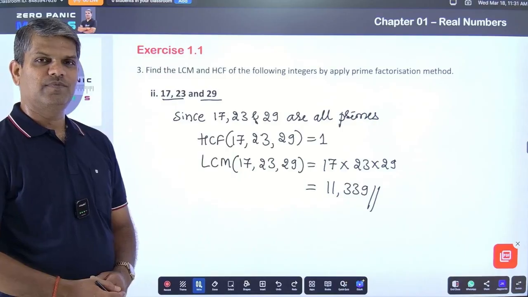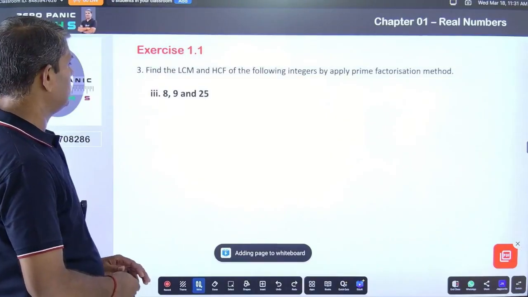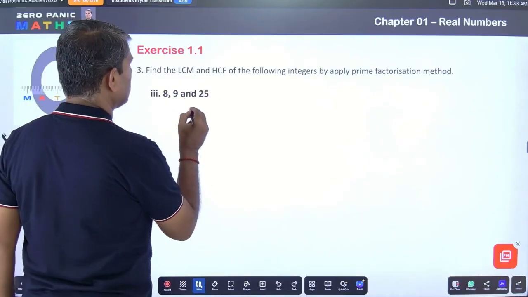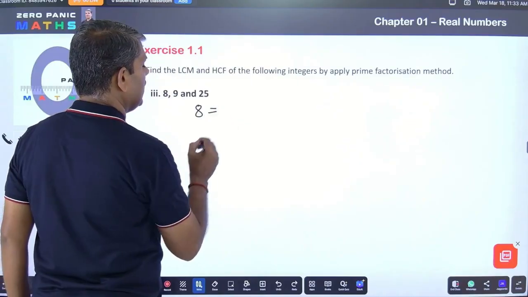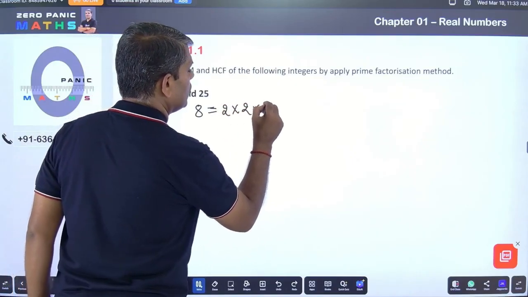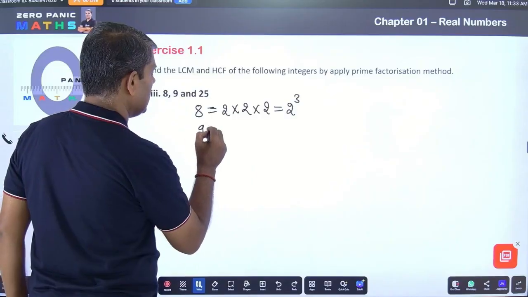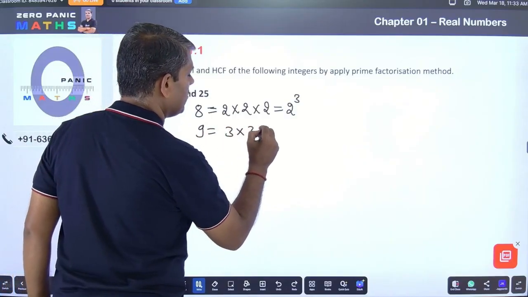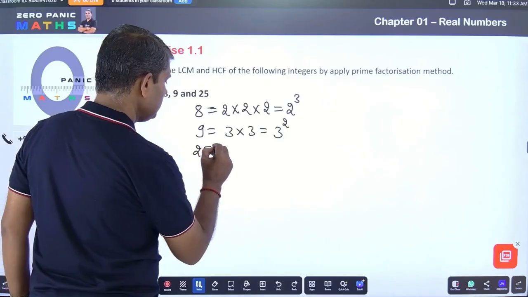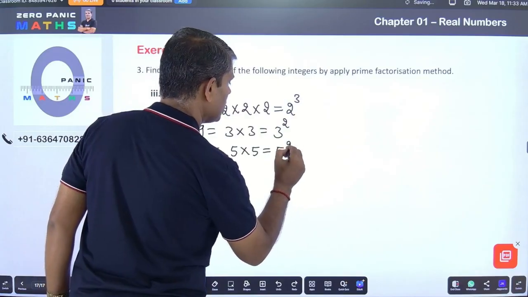Okay, now let's move to the next problem. The numbers given here are 8, 9 and 25. Let us write the prime factors of that. 8 is actually 2 to the power of 3, is it not? 2 into 2 into 2, it is 2 to the power of 3. 9 is written as 3 multiplied by 3, which is 3 to the power of 2. 25 is written as 5 and 5, which is 5 to the power of 2.